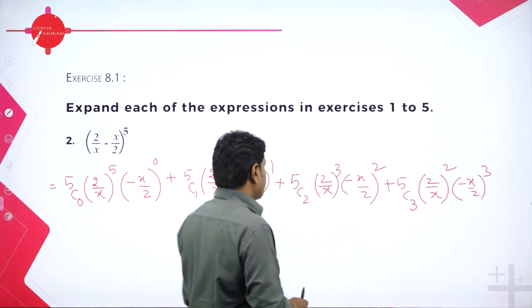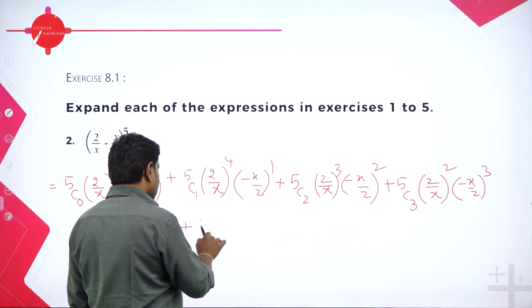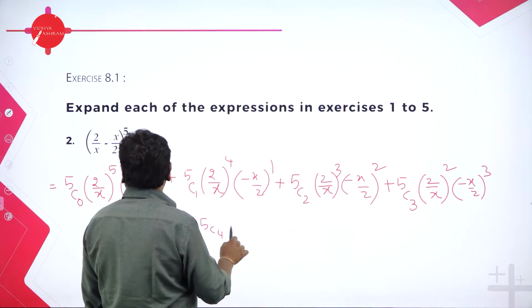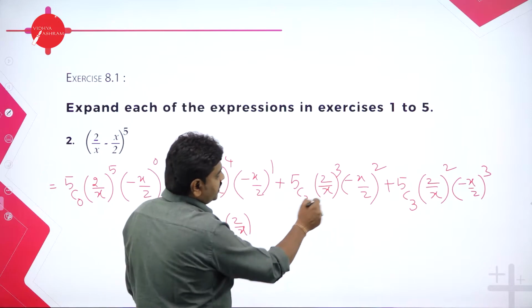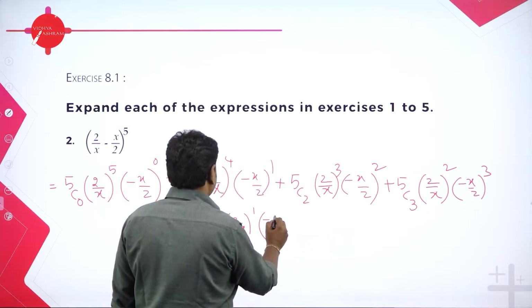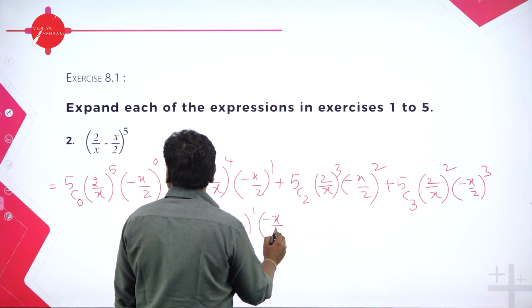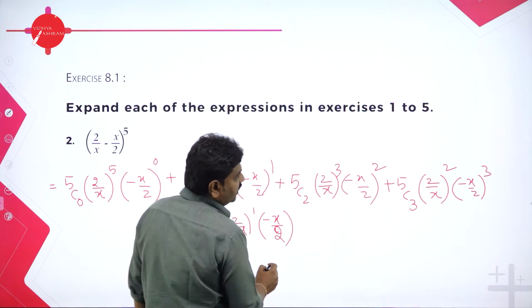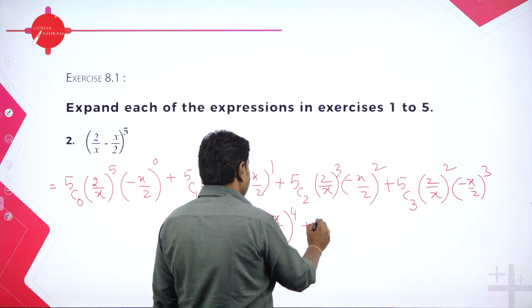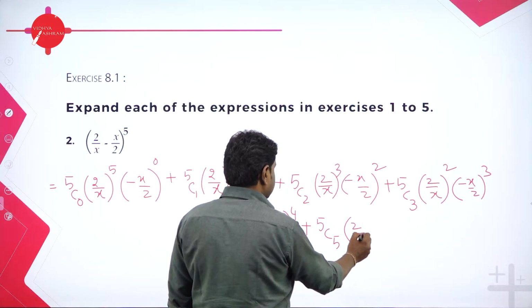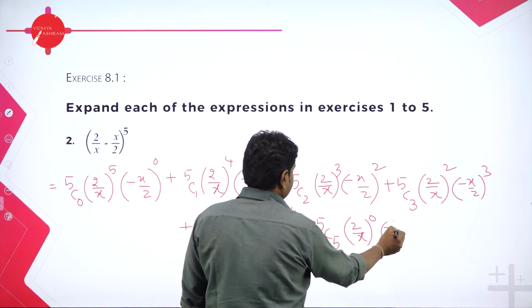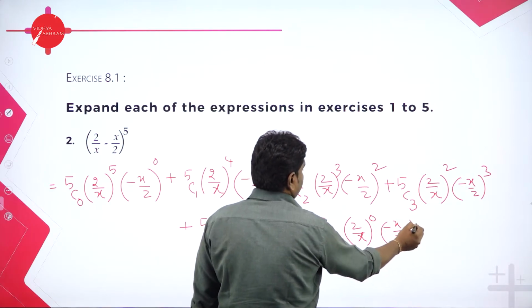Then 5c4. What is the first term? 2 by x, power should decrease, it will become 1. And second term minus x by 2, sorry, power should increase. Earlier it is 3, now it is 4. 5c5, this is the last term, and 2 by x power 0, this will become 0 and this will become power 5. Here we'll stop.